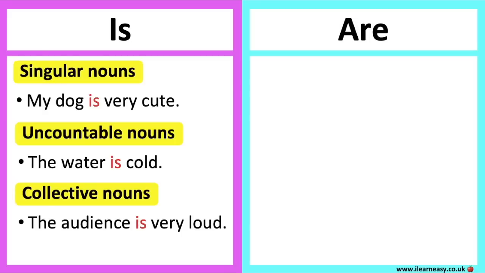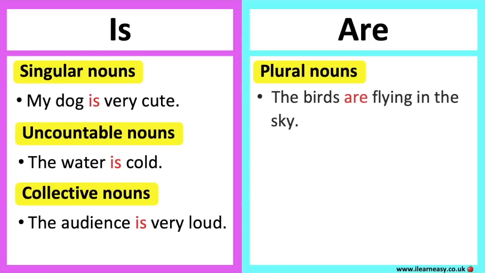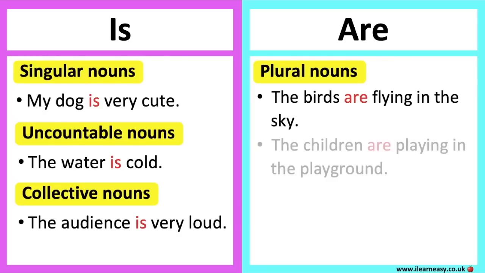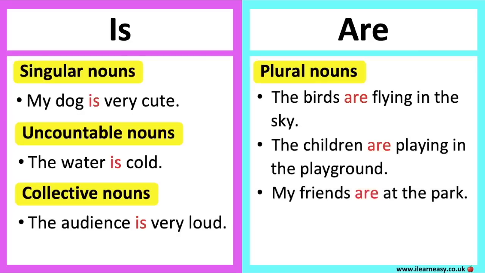Are. We use the word are with plural nouns, so this refers to more than one person, place, or thing. For example, the birds are flying in the sky. Birds is a plural noun. The children are playing in the playground. Children is a plural noun. My friends are at the park. Friends is a plural noun.